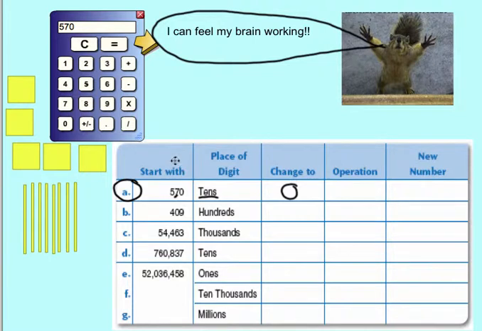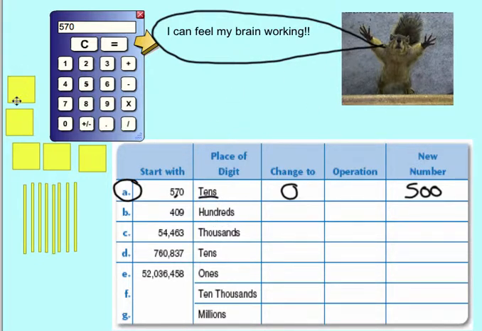So instead of 570, we want to end up with 500. The question is, how are we going to get there? We have to go from 570 to 500. Well, it's clear we have to subtract.